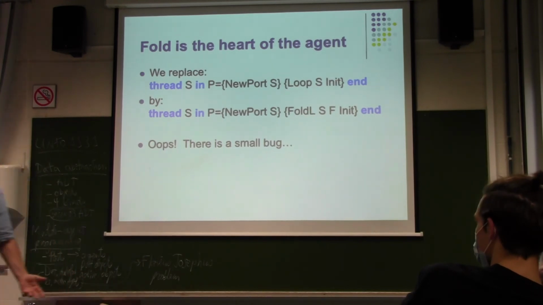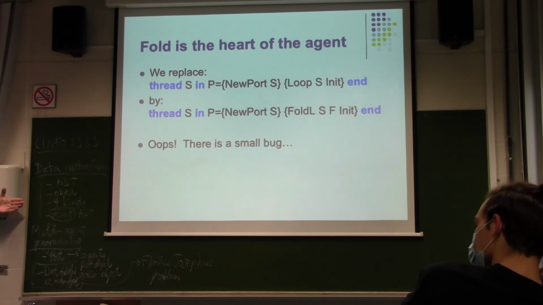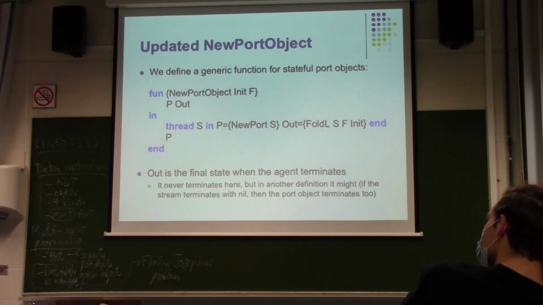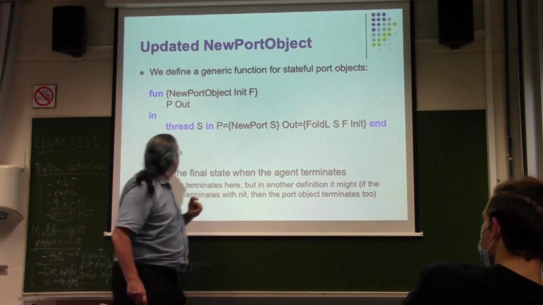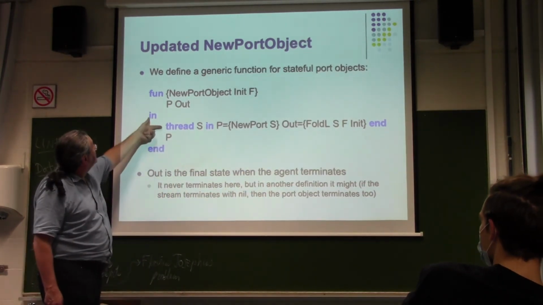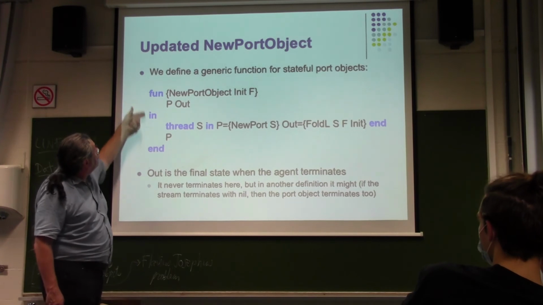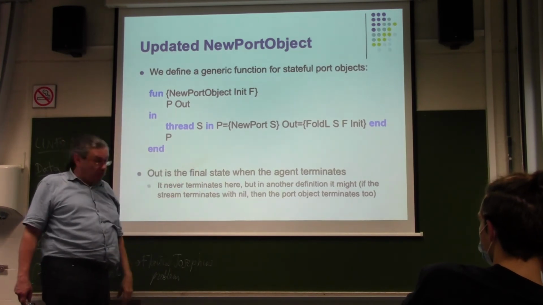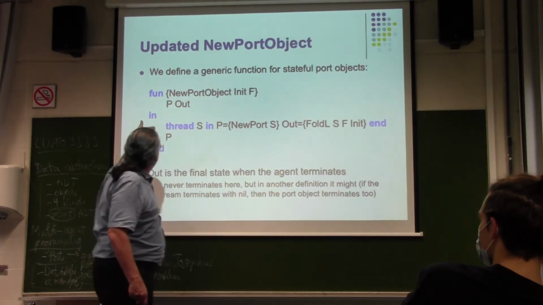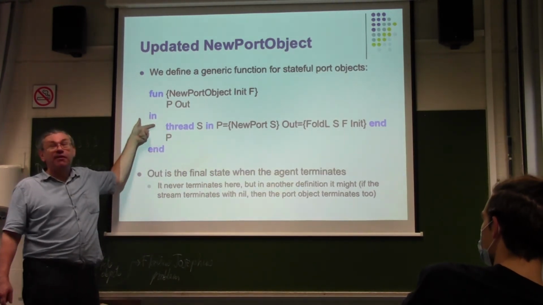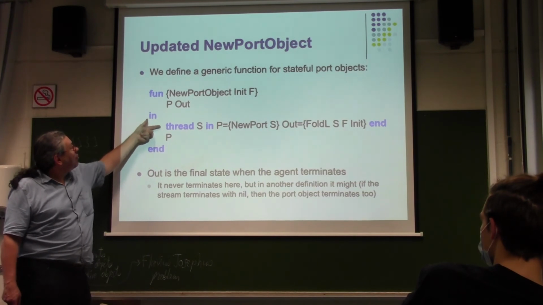Fold actually returns a value, because normally the fold works on a list, and when you finish the list, it has calculated the full value, okay? So actually you have to return some value here. So we could define the new port object like this. We don't actually have to define the loop, you can just use fold. So it's like a one line definition of the new port object.